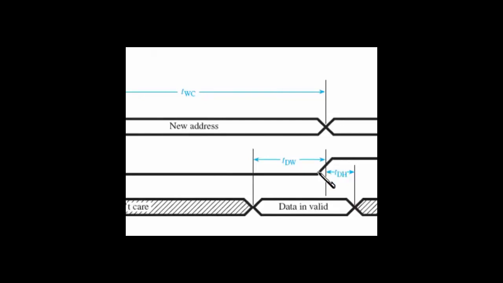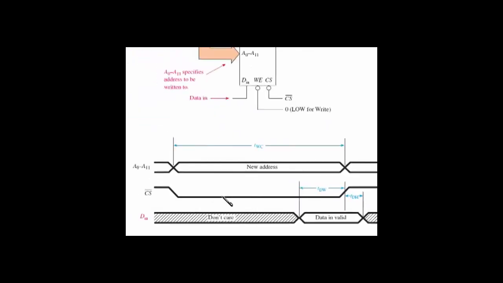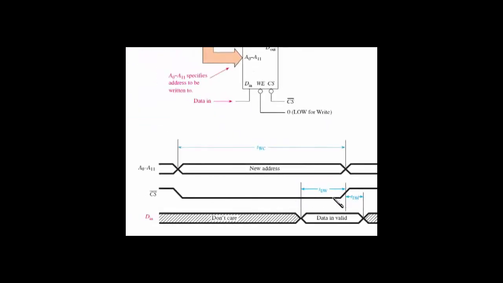So what you've got to do is make sure you have valid data available TDW nanoseconds before this low to high edge. And of course we're going to have the new address available. So you set up the address, you pulse the CS line, and when this goes low to high, it looks at the data input line and it pulls that data in and places it inside the memory cell.